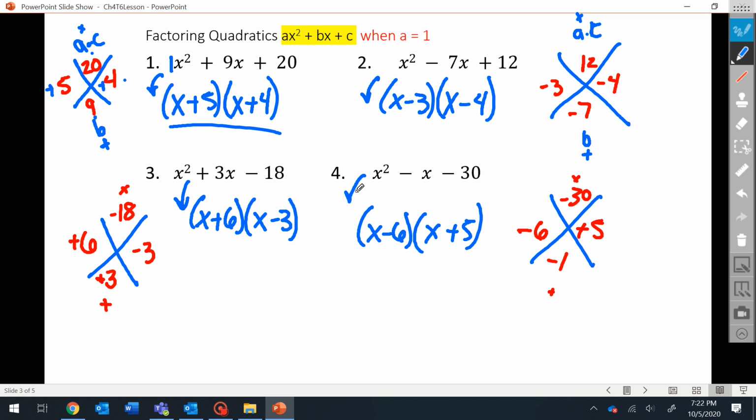Of course, I just want to remind everybody that even though the first steps said to put it in standard form and to factor out the GCF, every single one of these had a GCF of 1. So I didn't have to factor anything out for any of these, because they all had a positive first term and they all had a GCF of 1. So I could skip those first couple of steps because they didn't need to be done. All right.